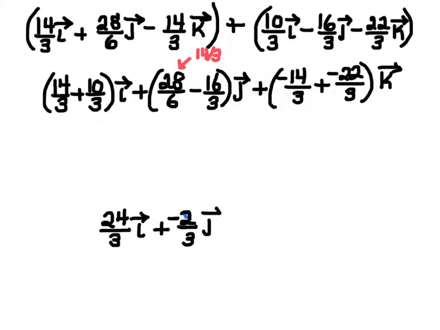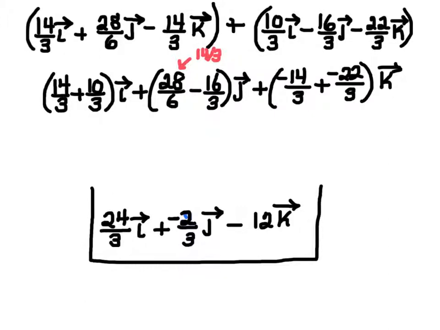j, and then finally, the last one, let's take a look up here. We have a negative 22 and a negative 14. So that's a negative 36 divided by 3. And that's going to give us minus 12 in the k direction. And so what we have here is the sum of both the perpendicular and parallel vector.